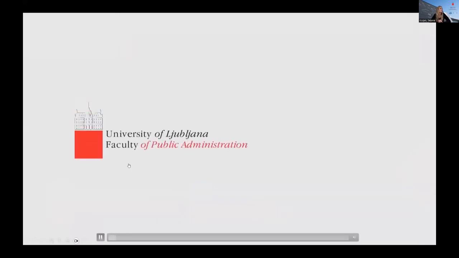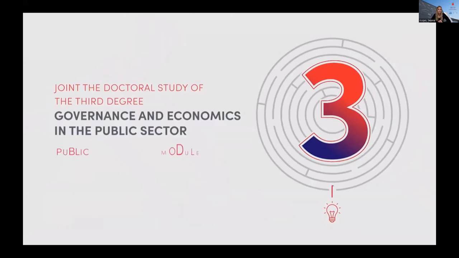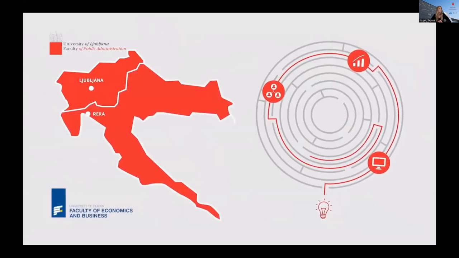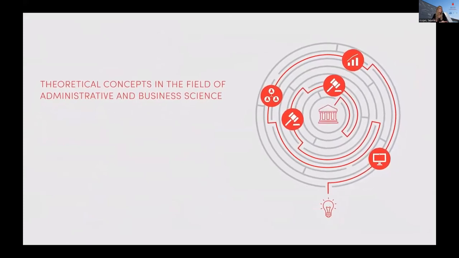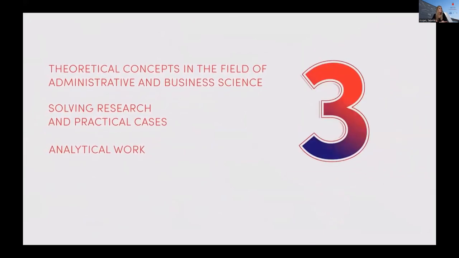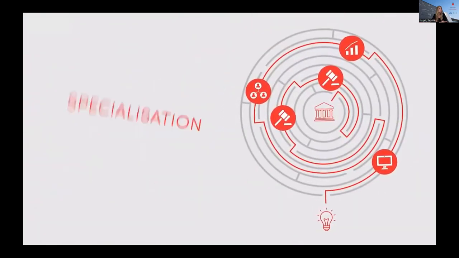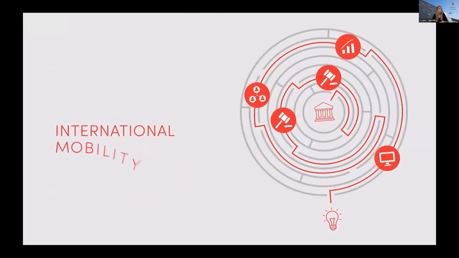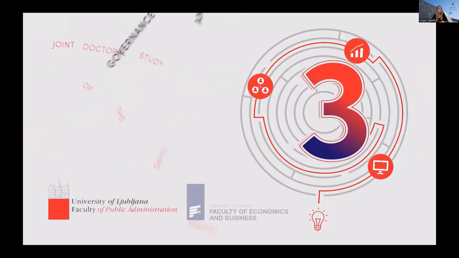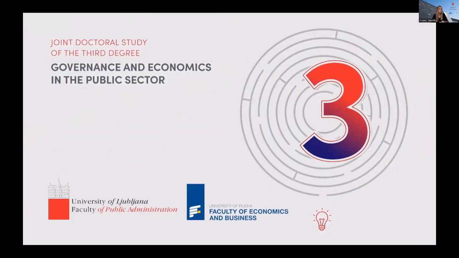Study please. At the University of Ljubljana, Faculty of Public Administration. The joint doctoral study program of the third degree, Governance and Economics in the Public Sector, is distinctly interdisciplinary and multidisciplinary. We implement it together with the Faculty of Economics and Business, University of Rijeka, Croatia. It enables a thorough understanding of theoretical concepts in the field of administrative and business science, solving the most demanding research and practical problems, analytical work, synthesis of complex ideas, and the ability to transfer knowledge into practice. The program provides a wide range of specialization opportunities, a wide range of electives, various forms of international exchanges, and the performance of individual obligations at other universities abroad. Upgrade your knowledge. Choose the joint doctoral study program Governance and Economics in the Public Sector at the University of Ljubljana, Faculty of Public Administration.